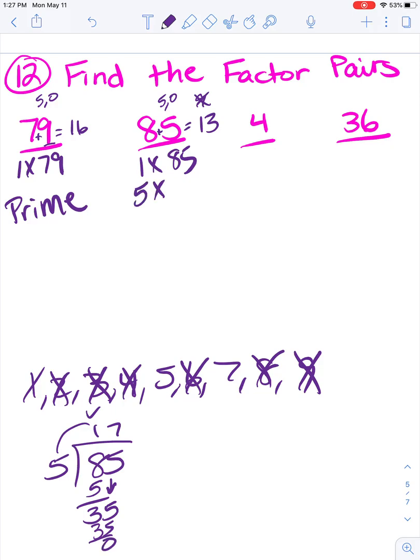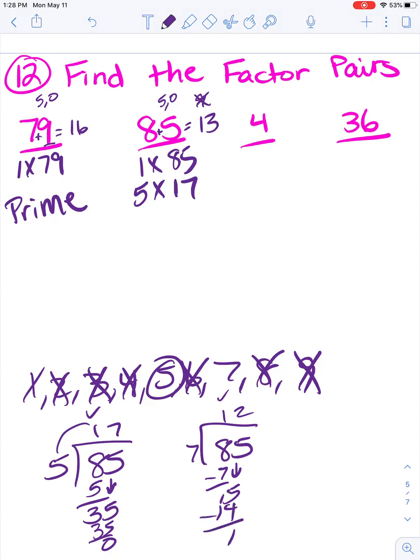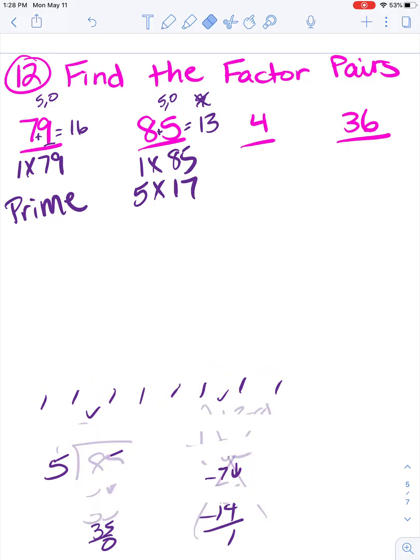5 goes into 35 7 times. So it is 5 times 17. Okay. All right, let's see if 7's going. Goes in 1 time. 15, that would be 2 times. It did not go in evenly because it had a remainder, so that doesn't work. So we have 5 and 17 are our factor pairs.